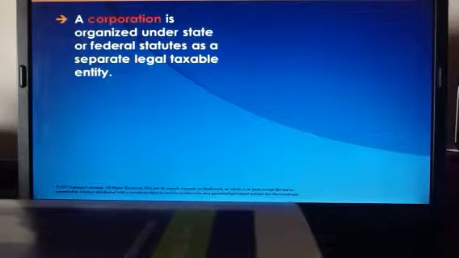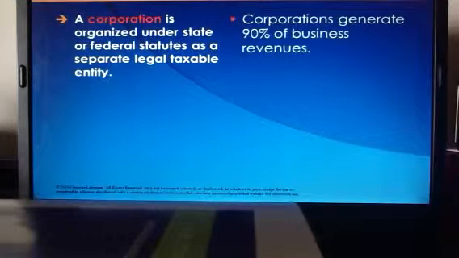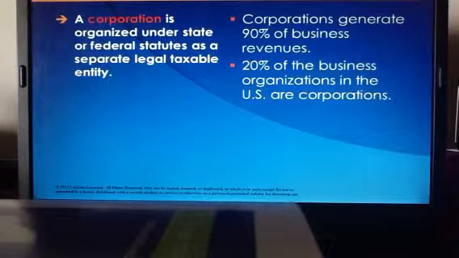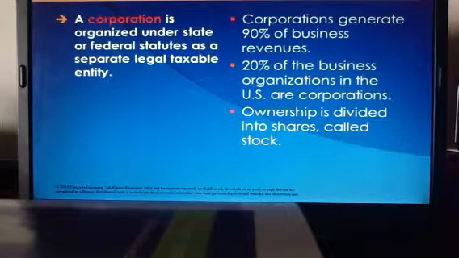The third type of organization is a corporation. It's organized under state or federal statute, so it is a separate legal entity apart from the owners. Even though only about 20% of the businesses are corporations, they generate over 90% of business revenues. Ownership in corporations is divided into shares, and these are called shares of stock. And a corporation issues stock. And we'll talk about a corporation later in the semester. Early in the semester, we're going to be dealing with a proprietorship because that's the easiest type to understand.